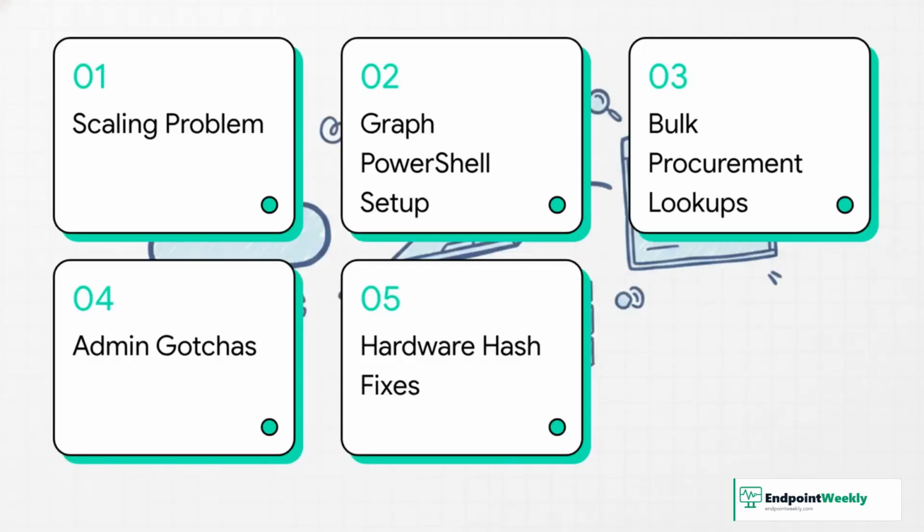Here's how we're going to break it down today. First, we'll look at the scaling problem itself. Second, automating with Graph PowerShell. Third, handling bulk lookups for procurement. Fourth, some crucial admin gotchas. And finally, number 5, troubleshooting hardware hashes.